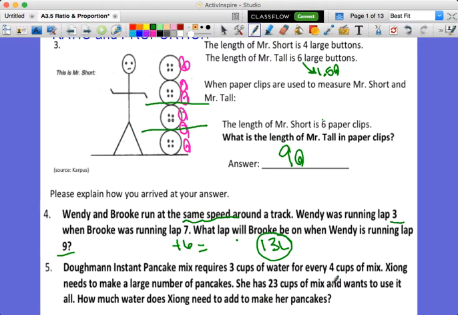This one is a proportion. I'm going to solve it up here just because there's not too much room down here. But I've got 3 cups of water for every 4 cups of mix, and I have 23 cups of mix. There is not a nice way to solve this, so I'm just going to cross multiply. We're going to do 23 times 3 and then divide it by 4. And when I do that in my calculator, I get 17.25 cups of water.